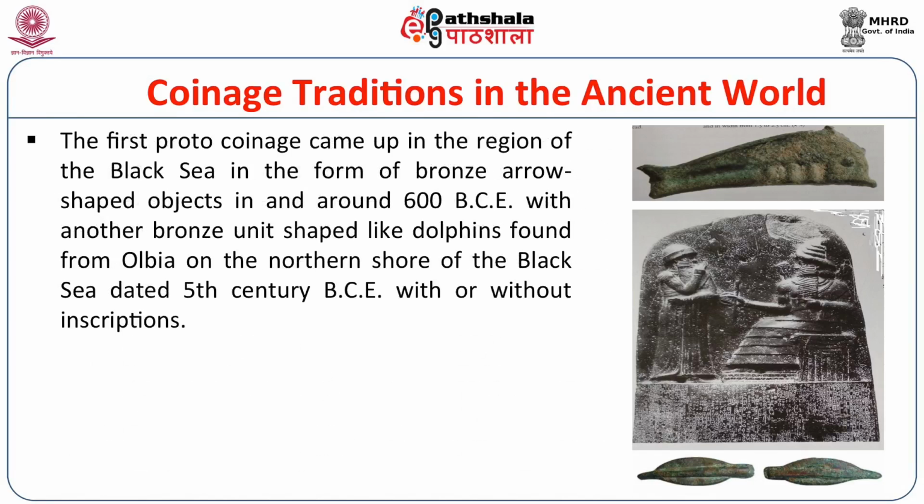The first proto-coinage in the world possibly came in the region of the Black Sea in the form of bronze arrow-shaped objects, and around 600 BC there were also objects which were shaped like dolphins. As we know, it came from a region called Olbia, which is on the northern shore of the Black Sea, and these have been dated to about the 5th to 6th century BC, without inscriptions initially, and later there are inscriptions on these as well.